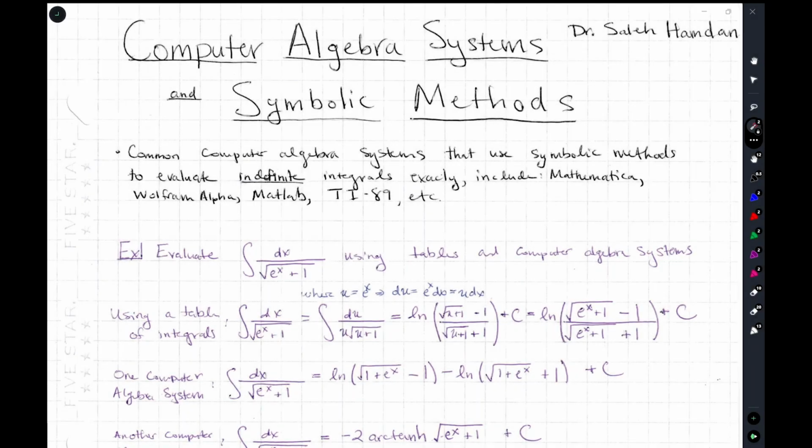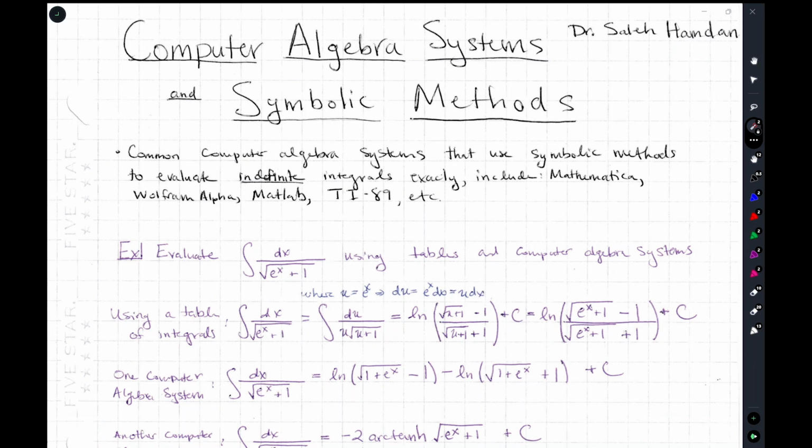Another tool we could use to help us do integrations, in particular indefinite integrals, are computer algebra systems. These computer algebra systems utilize symbolic methods to give us the indefinite form of an integral. Some of the common computer algebra systems include Mathematica, Wolfram Alpha, which is similar to Mathematica. Same company makes these two. MATLAB, or your TI-89 calculator. Those two do indefinite integrals.